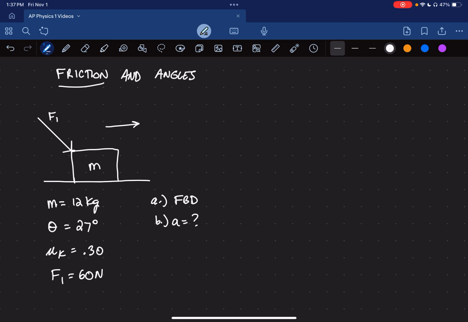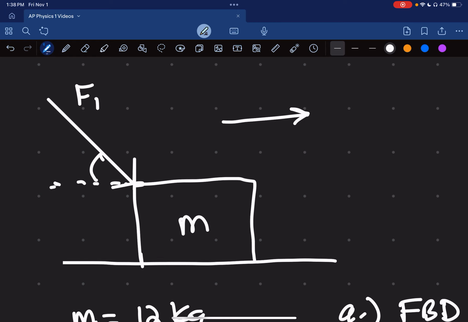There is friction, there is kinetic friction, mu sub k. The coefficient of kinetic friction is 0.3. And the angle at which we're pushing is 27 degrees.